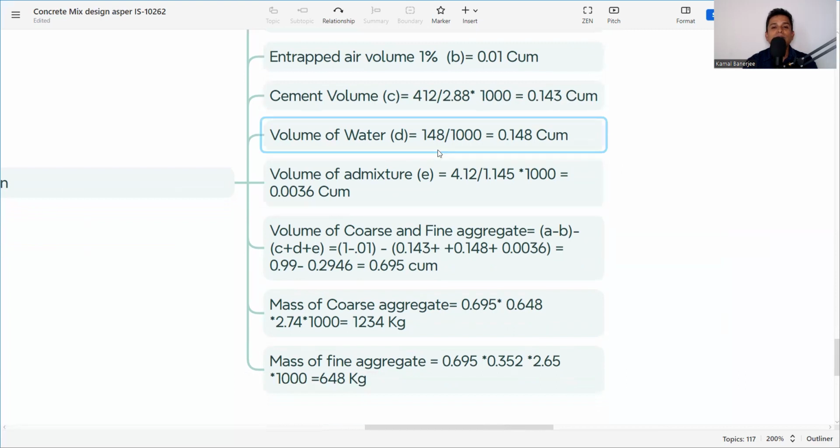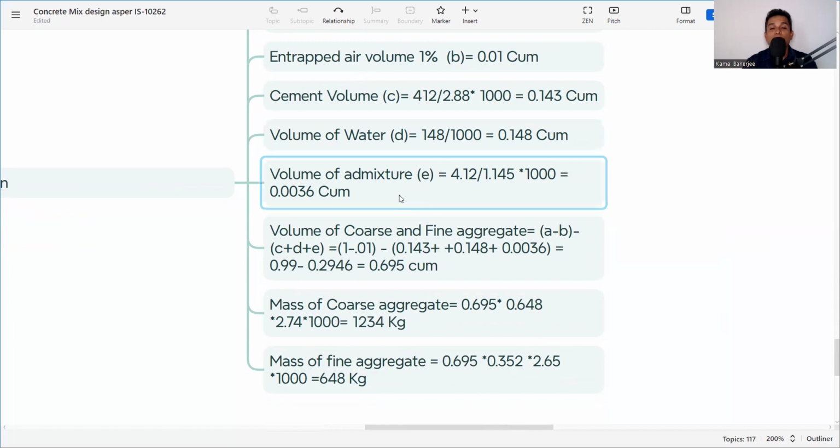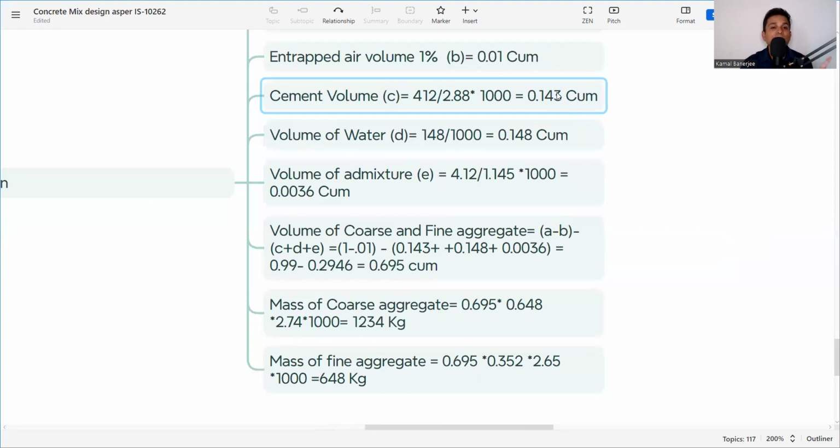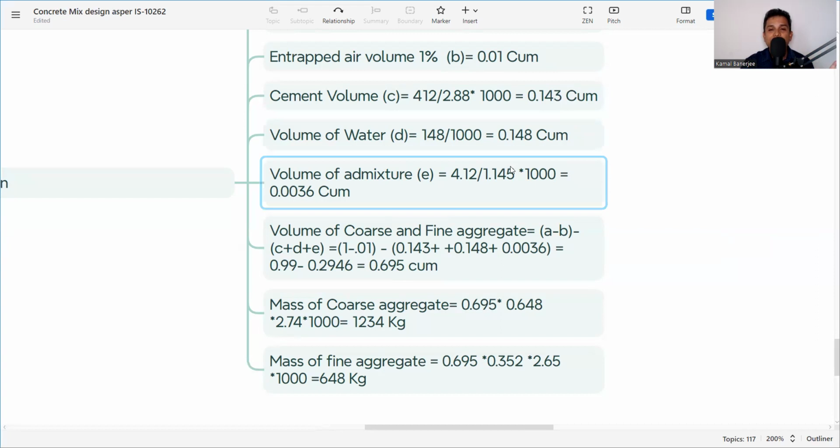4.12 divided by the specific gravity into 1000, it is 0.143 cubic meter. And volume of water 148 divided by 1000, 0.148 cubic meter. Volume of admixture 4.12, 1.145, the specific gravity we have already checked, it is coming 0.036 cubic meter. So in a 1 cubic meter volume mix, we have already found out cement volume, water volume, and admixture volume.